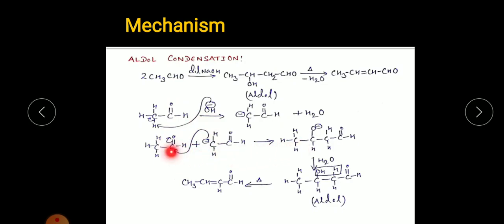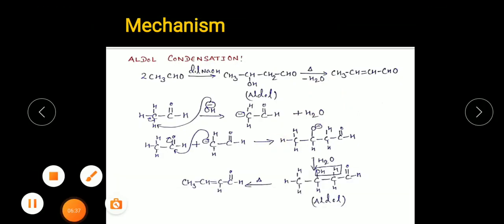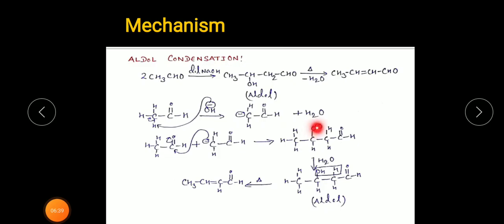That means this oxygen becomes O minus, and H comes over here, and this CH2 attaches to this aldehyde as well. Now after this we have added water, so this O minus will be neutralized with H plus and form OH. Fine. So this will be aldol.